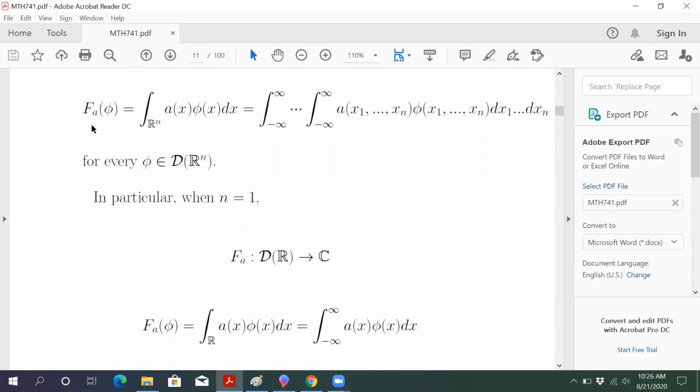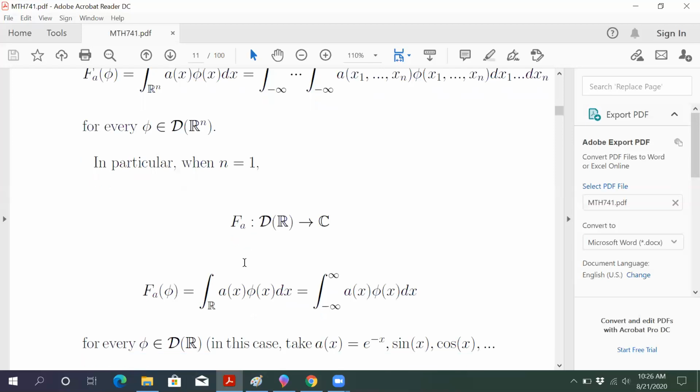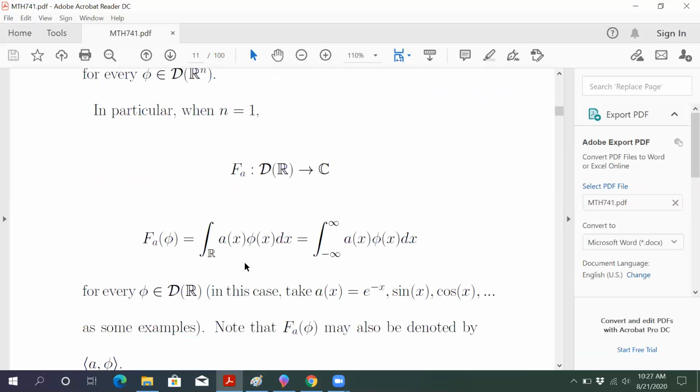When we are talking about one-dimensional space and we say every continuous function induces a distribution, can you give me some examples of continuous functions on R? Of course, we have a lot of examples, as you can see I provided here. For example, if you take a(x) to be exponential minus x, sine x, cosine x, and so on, each one is a continuous function, so it induces a distribution in this form.